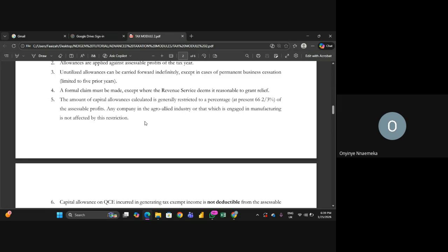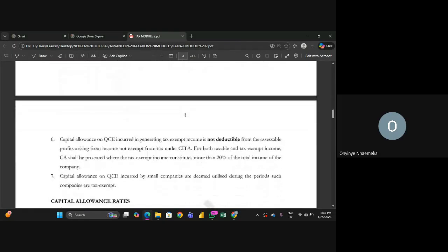But if the company is an agro-allied company or a manufacturing company, there's no restriction. But even though the Park has put this thing, I think Finance Act 2023 has removed this manufacturing thing. I'll make my findings and get back to you guys, because I think it's only the agro-allied industry now. I think the manufacturing industry has been removed, but I will get back to you on it. So that's it for number 5.